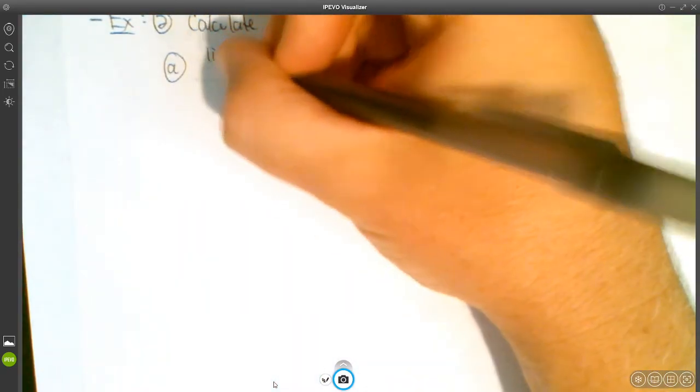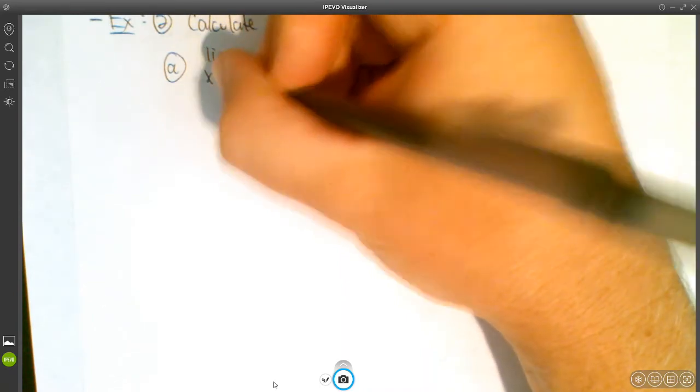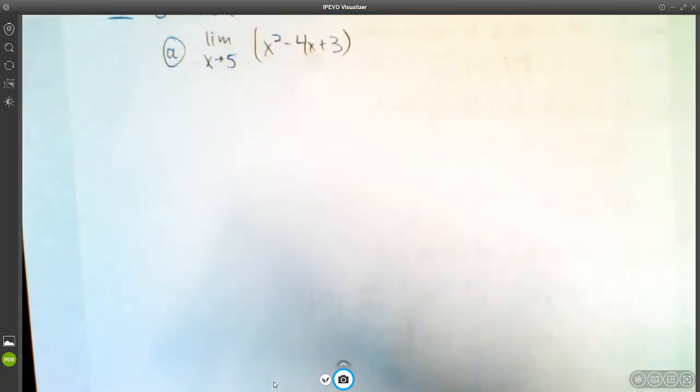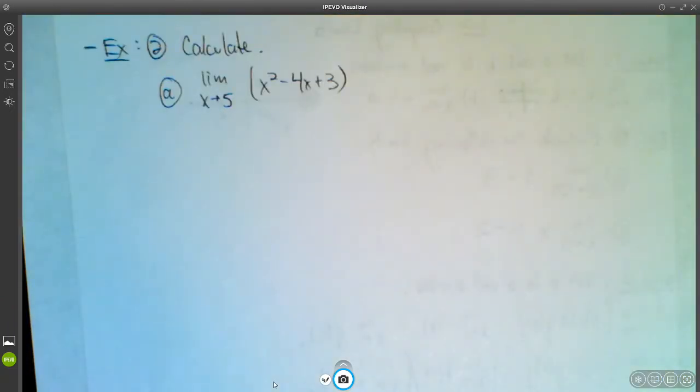So with that in mind, let's go through a few more examples. So let's calculate some limits. Let's do limit as x approaches 5 of x squared minus 4x plus 3. Okay, go ahead and give the video a pause and work that out.